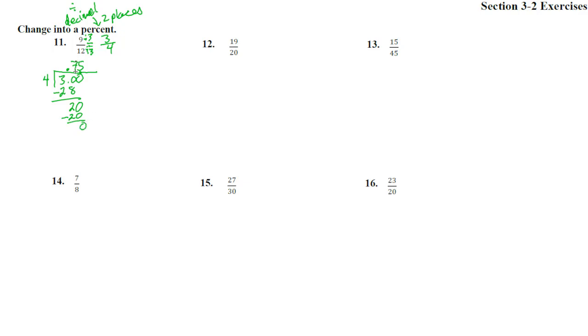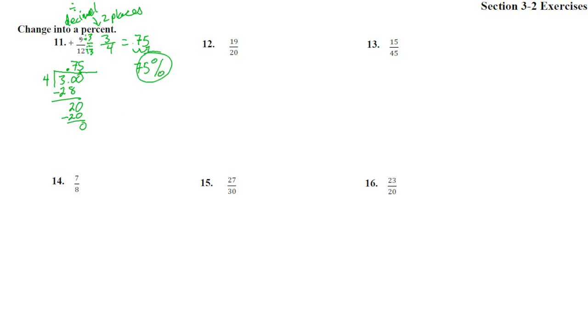Good. So that gives us 0.75, which is now a decimal. Now go 2 decimal places over. 1, 2. So it's 75%.